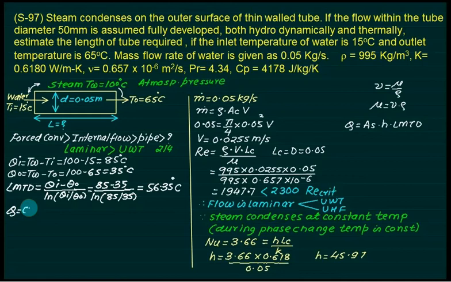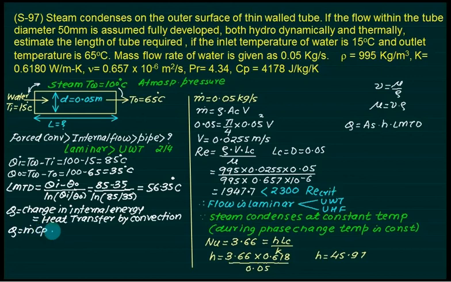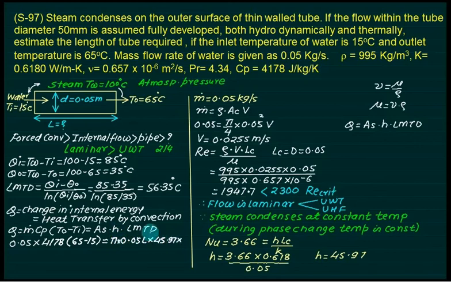Change in energy is equal to heat transfer by convection, that is the energy balance, or law of conservation of energy. We have Q equals m dot multiplied by Cp multiplied by To minus Ti, equal to the surface area of the tube multiplied by h multiplied by LMTD. We have mass flow equal to 0.05. Cp is 4178. To is 65, Ti is 15. Surface area is pi d L, diameter is 0.05, and we don't know the length L. The value of h we have just found is 45.97 and LMTD is 56.35, and we find the length L is 25.67 meters.